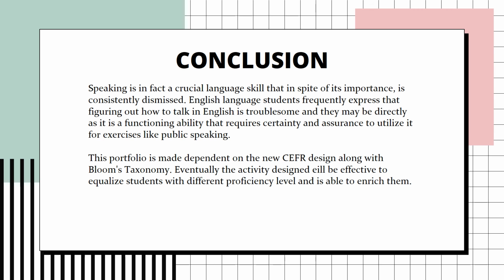Speaking is in effect a crucial language skill that, in spite of its importance, is consistently dismissed. English language students frequently express that figuring out how to talk in English is troublesome, and they may be right, as it is a functioning ability that requires certainty and assurance to utilize for activities like public speaking. This portfolio is made based on the new CEFR design along with Bloom's taxonomy. Eventually, the activity design will be effective to equalize students with different proficiency levels and is able to enrich them.